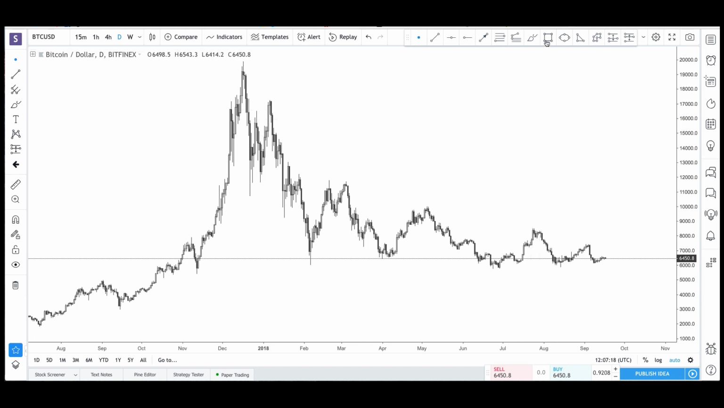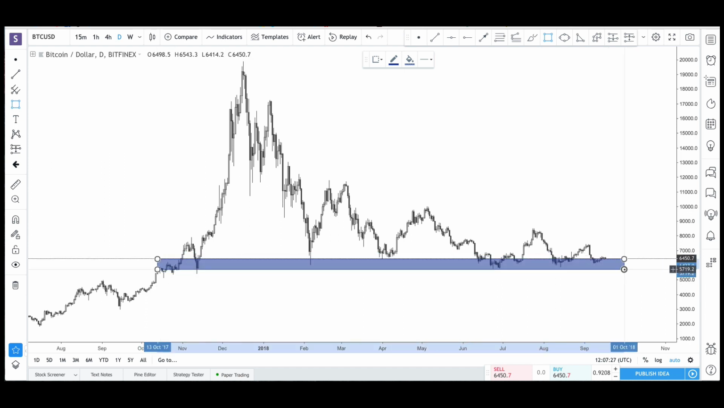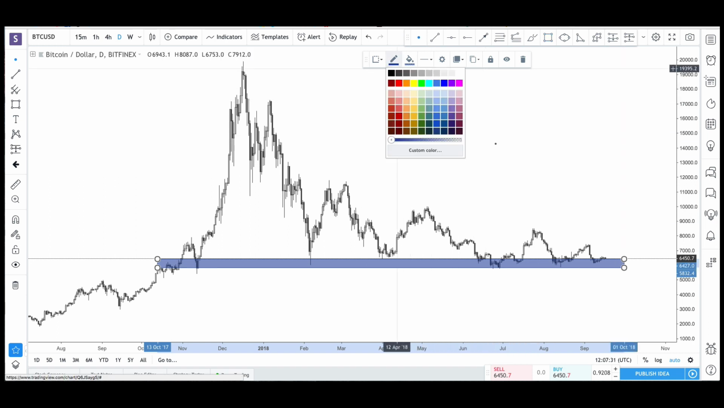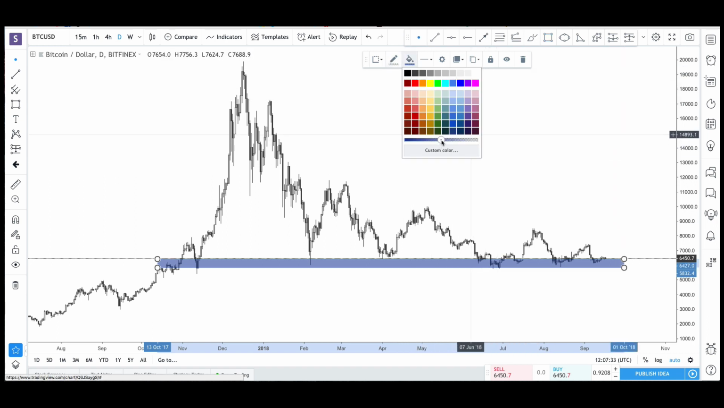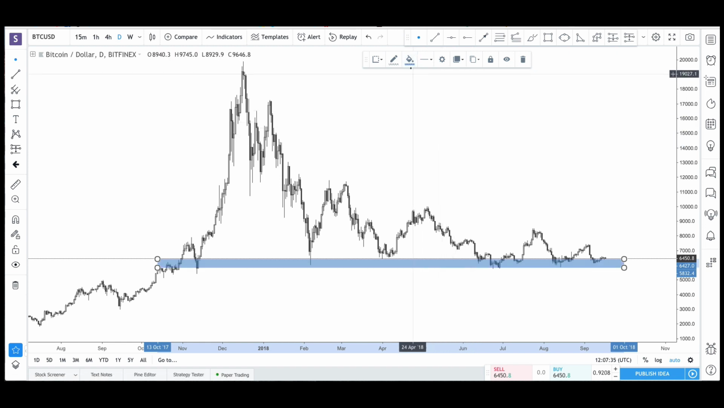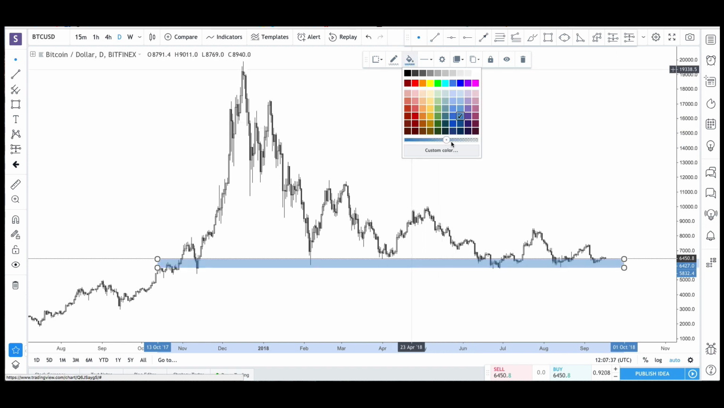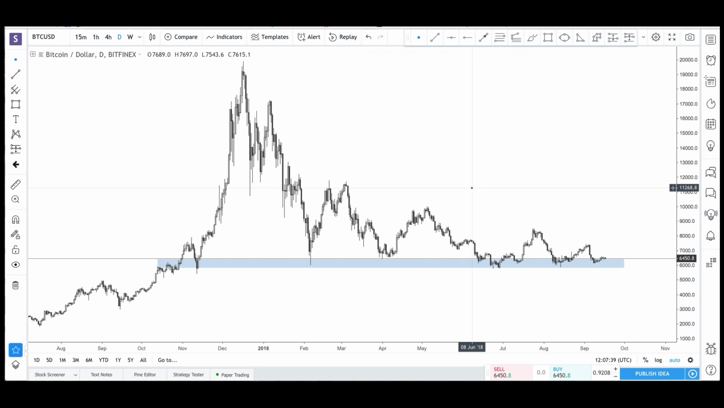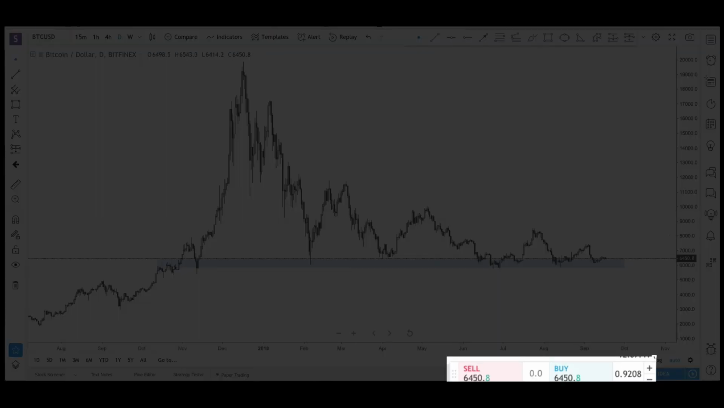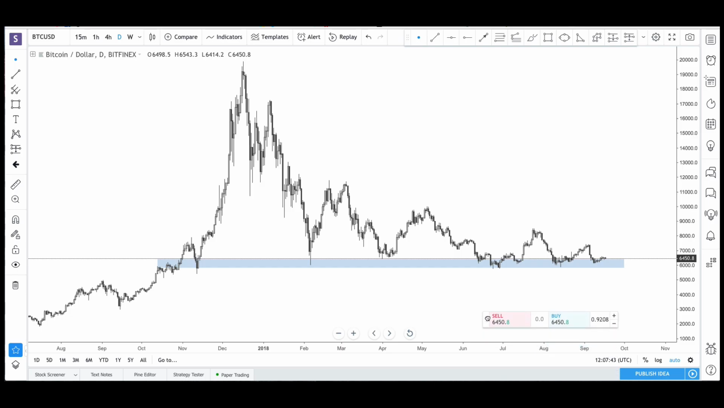So this is Bitcoin on the daily. I'm not going to do any real technical analysis. I'm just going to draw a bit of a zone here of support, and we'll set up a little paper trade just for the video. You'll notice there's a sell and buy tab, and I just dock it at the bottom. So you can go short and you can go long.